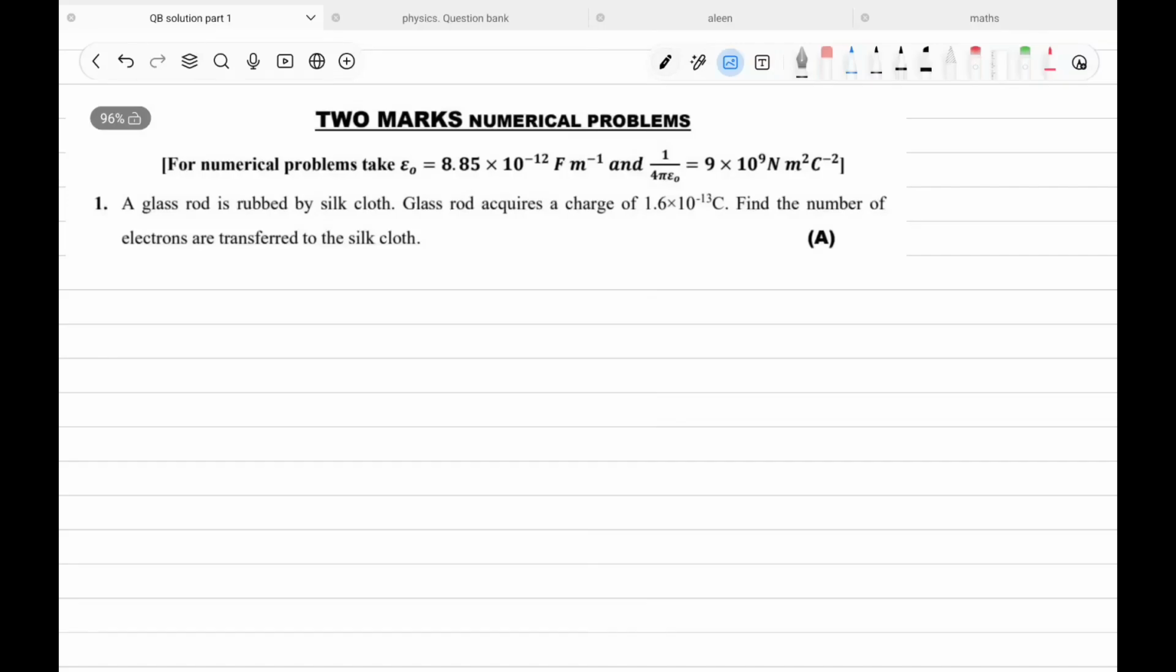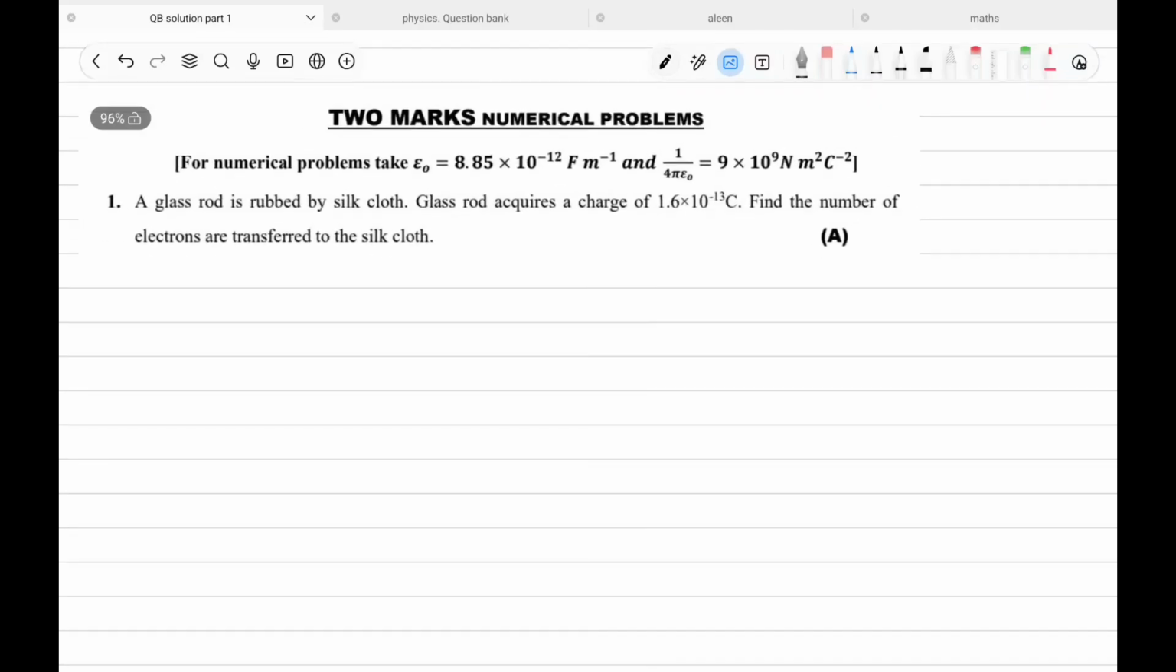Now it can be solved by using the quantization rule of charges. What is that? Q is equal to plus or minus n into e. Okay, you have to find the number of electrons transferred, so n is equal to Q divided by e, where e is the charge of the electron. Charge is given 1.6 into 10 to the power of minus 13 coulomb, divided by charge of the electron 1.6 into 10 to the power of minus 19 coulomb.